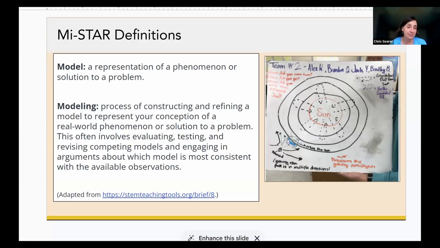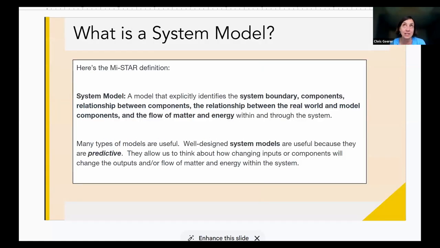And then Nell and Jenny are going to narrow it down and focus on the specific things that are used in modeling instruction. If you're wondering, a system model is a type of model. It identifies the boundary, the components, the relationships, and the flow of matter and energy. And they're useful because they are predictive. You can ask, if I take this part out, how does that change the flow of matter and energy? Or if I increase this input, how does that change what happens in the system?